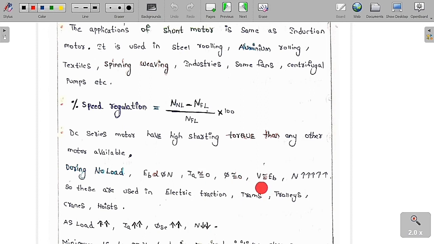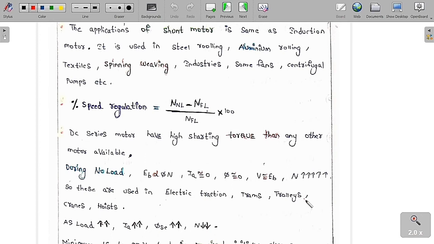Therefore we can say that V is nearly equal to Eb, because there is no voltage drop. As you can see clearly, N is directly proportional to Eb by phi, so V by phi. As phi is very small and V is very large, the ratio is large. So the speed is very high. That is the reason at no load the speed is very high.